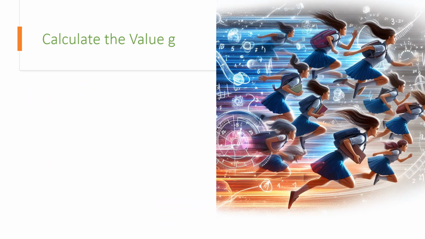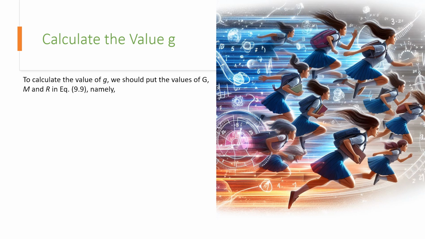Let's calculate the value of g. We already learned and derived the formula for g, right? What is g? g is acceleration, remember. Instead of using a, I'm using g because this acceleration is caused due to gravity of the Earth. So this is acceleration due to gravity. So let's calculate the value of g.